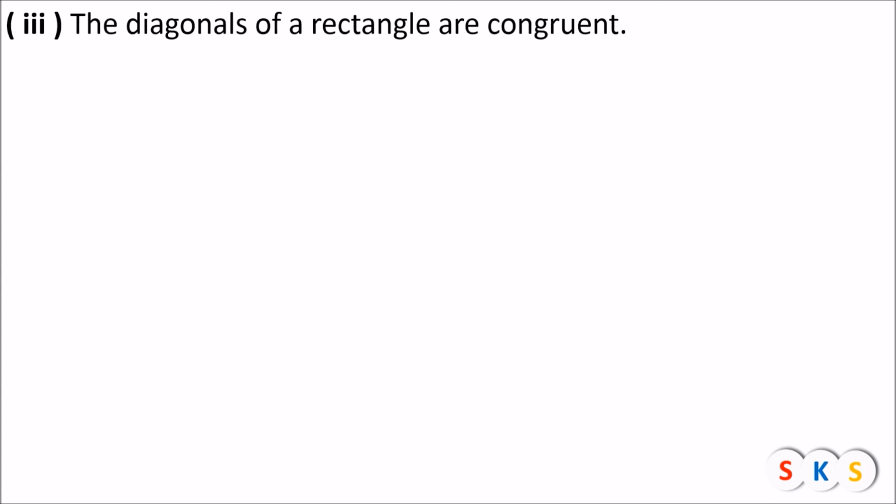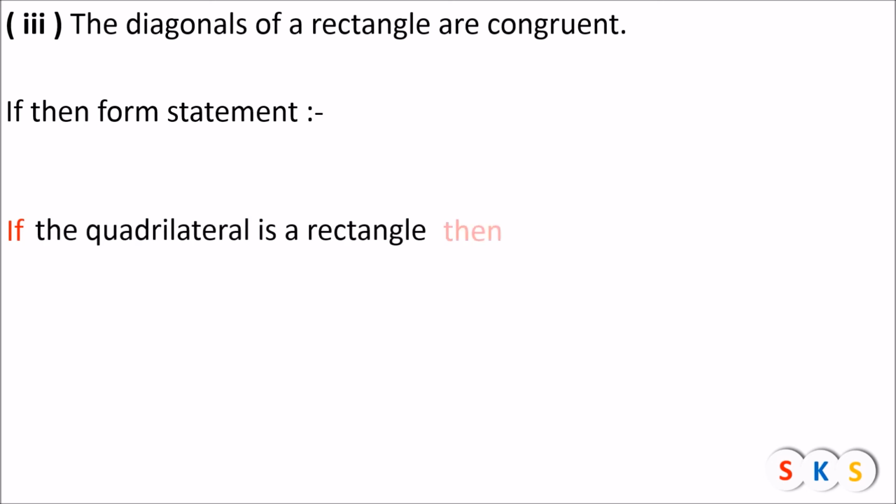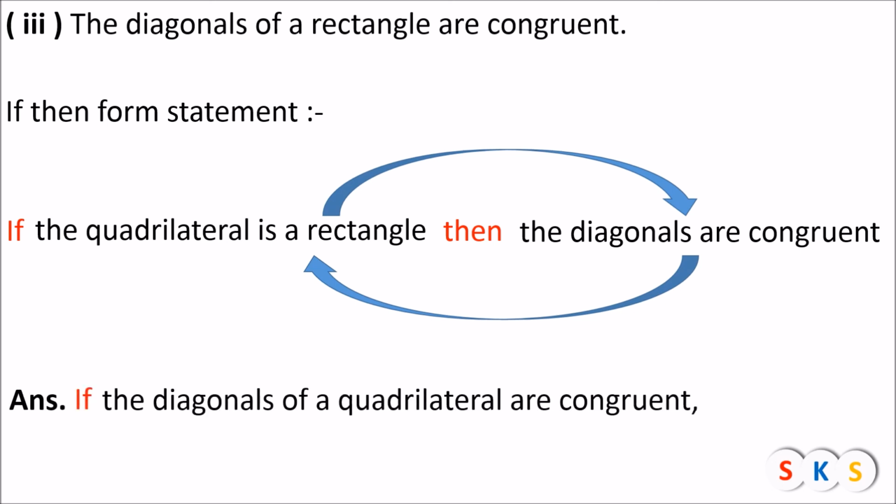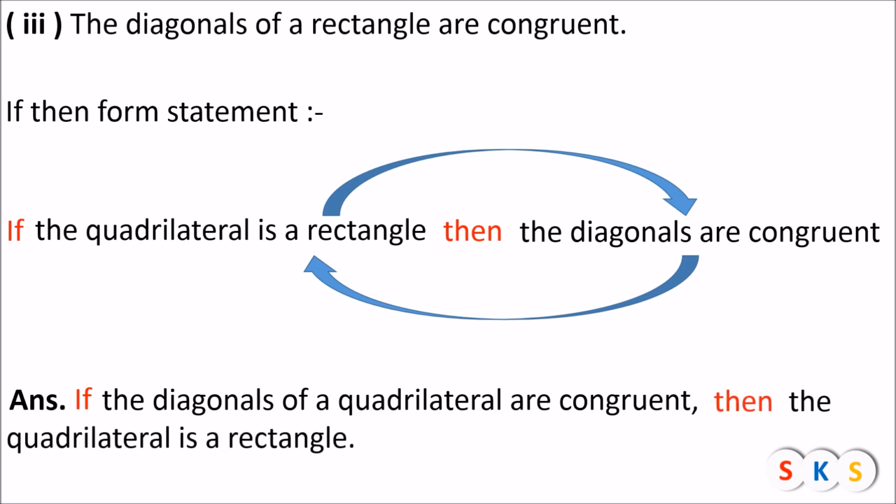So the if-then form of the statement is, if the quadrilateral is a rectangle, then the diagonals are congruent. Now we will write the converse of the statement. So we will interchange antecedent and consequent of the statement. We will get a new statement, that is, if the diagonals of a quadrilateral are congruent, then the quadrilateral is a rectangle. So it is the converse of the given statement.